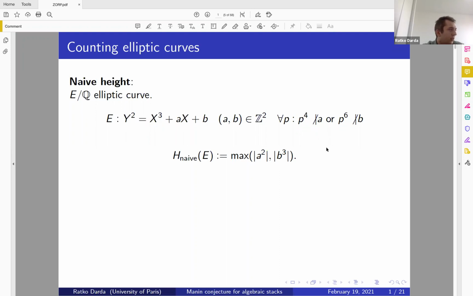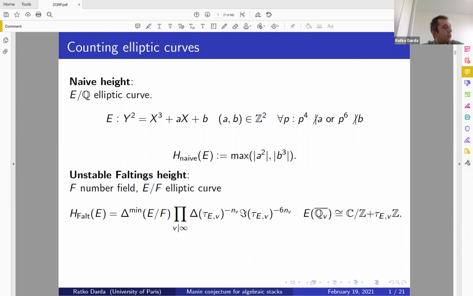Now we also have the notion of unstable Faltings height, which is defined for elliptic curves over a number field. This is a formula thanks to Silverman. We can represent this height as follows. We have this product here. Delta min is the minimal discriminant. Tau_E,v is chosen in the upper half plane so that E(Q_v bar) is precisely the quotient of C by the lattice generated by 1 and tau_E,v. Then this is a modular discriminant.